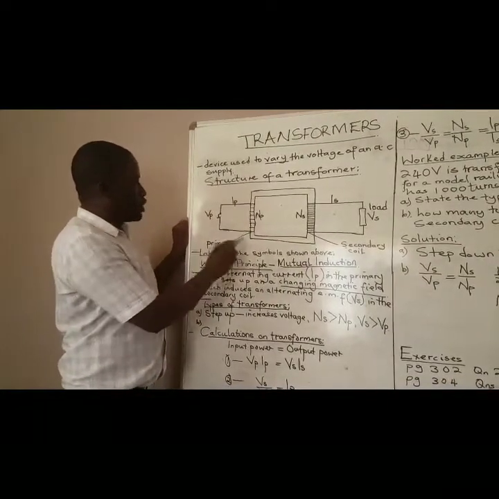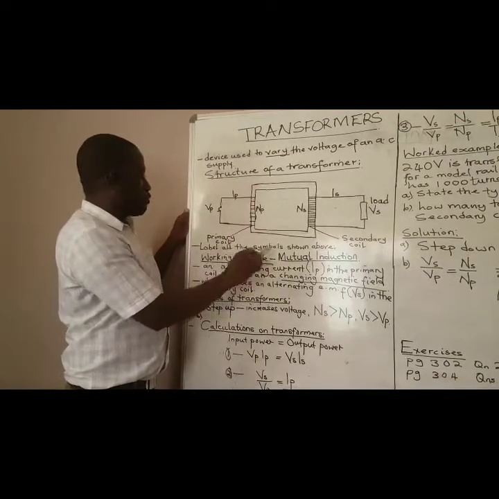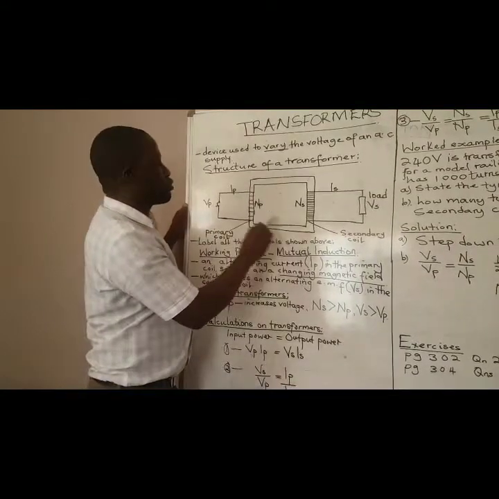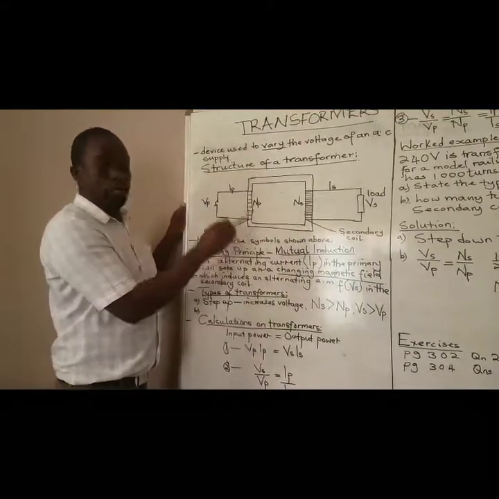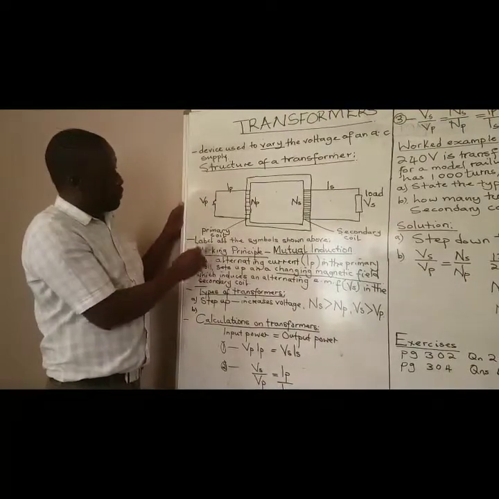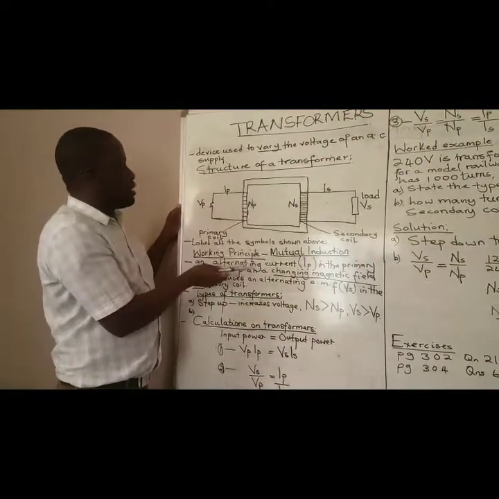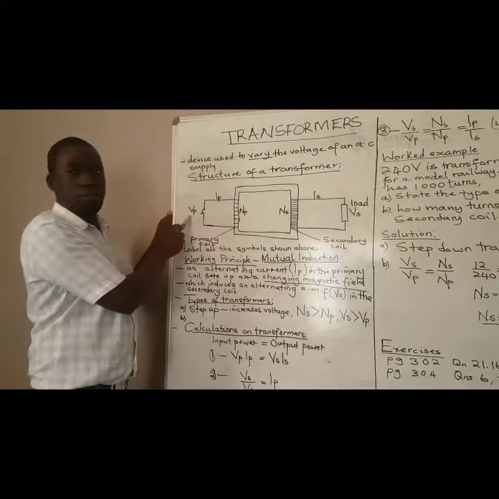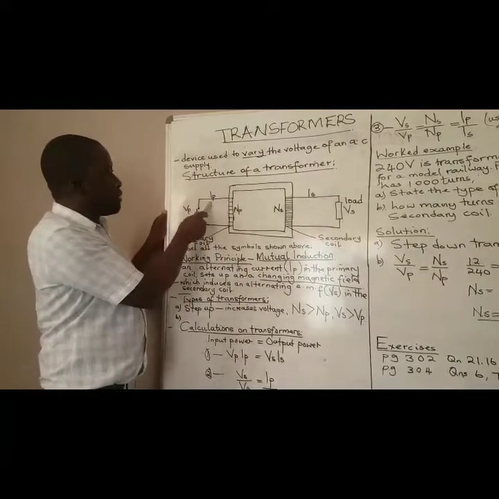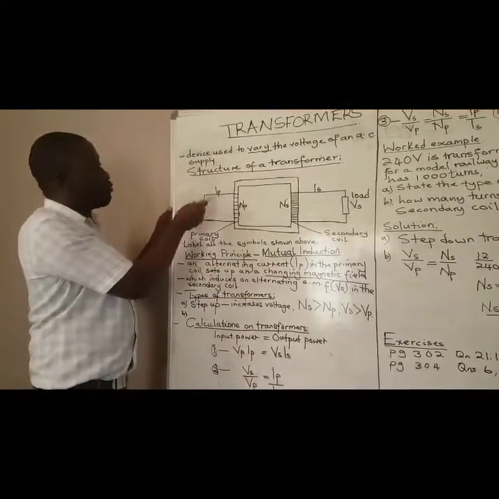Right? Then we've got this part here where you're supposed to label all the symbols shown. So I want you to draw the diagram. Below the diagram, you label what is VP, what is IP. Like I've already said, VP is primary voltage, IP is primary current or input current.